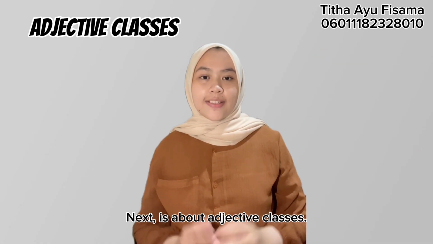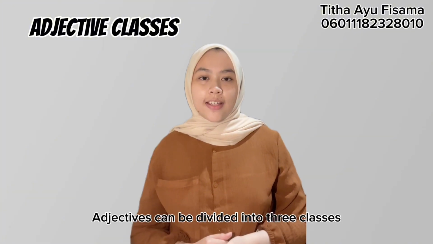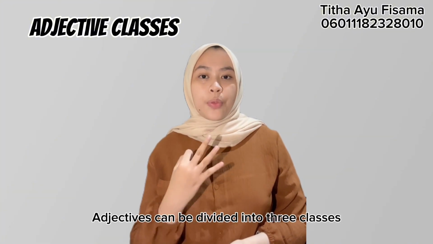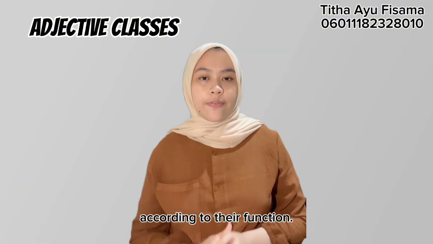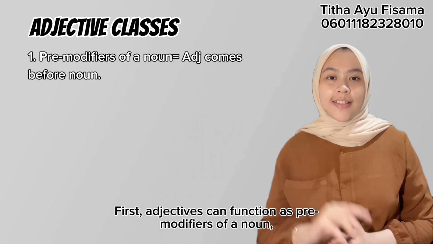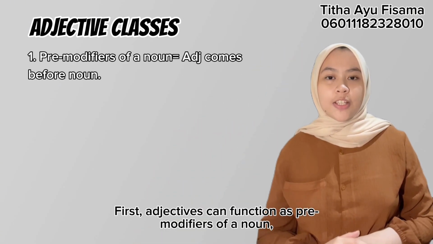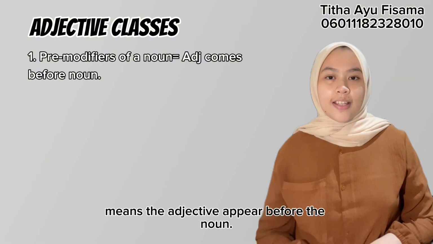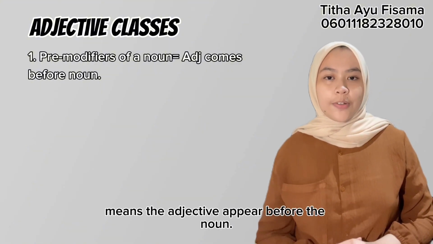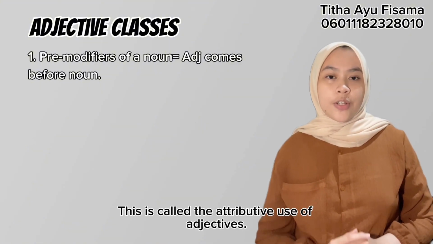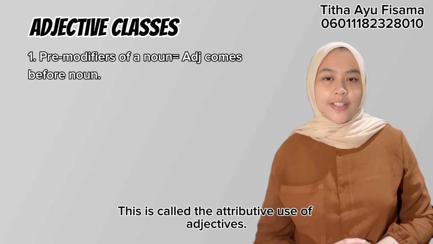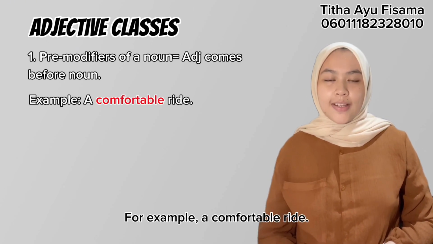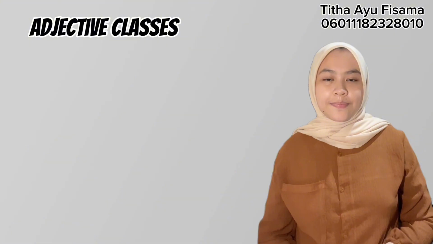Next is about adjective classes. Adjectives can be divided into three classes according to their function. First, adjectives can function as premodifiers of a noun, meaning the adjective appears before the noun. This is called the attributive use of adjectives. For example, a comfortable ride.